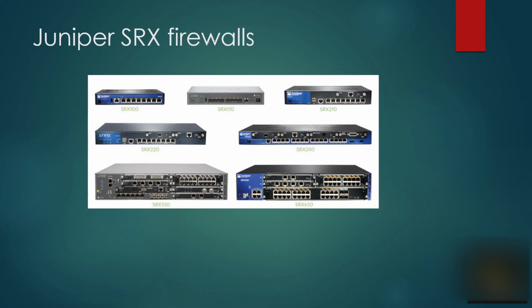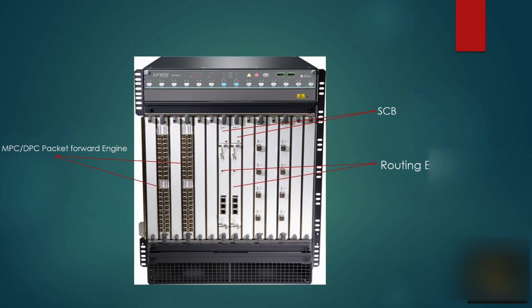Now firewalls, the SRX firewalls. Each vendor will have a router, a switch, and some firewall. So SRX firewalls: SRX 100, 200, 4100. There are a lot of models. These are the devices. Now let's understand the hardware components of any Juniper device.